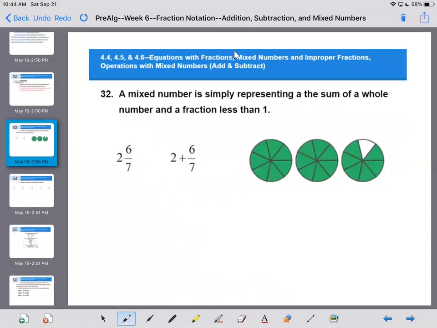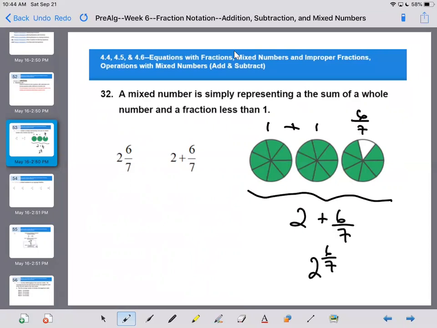So remember what a mixed number represents. It's the sum of a whole number and a fraction that's less than 1. When you look at this picture, you see that that's a whole, and that's a whole, and this isn't quite a whole. We have sevenths, but we have 6/7. So we can add those together to give us 2 plus 6/7, which is also known as 2 6/7. That mixed number is just showing you're adding the whole plus the fraction.